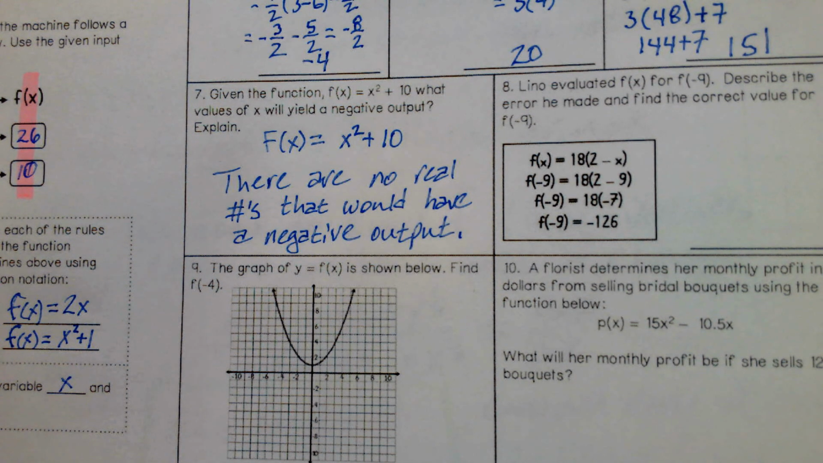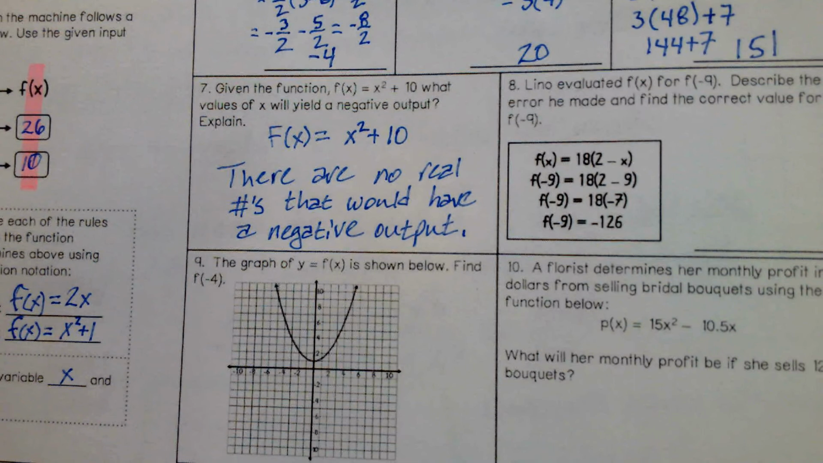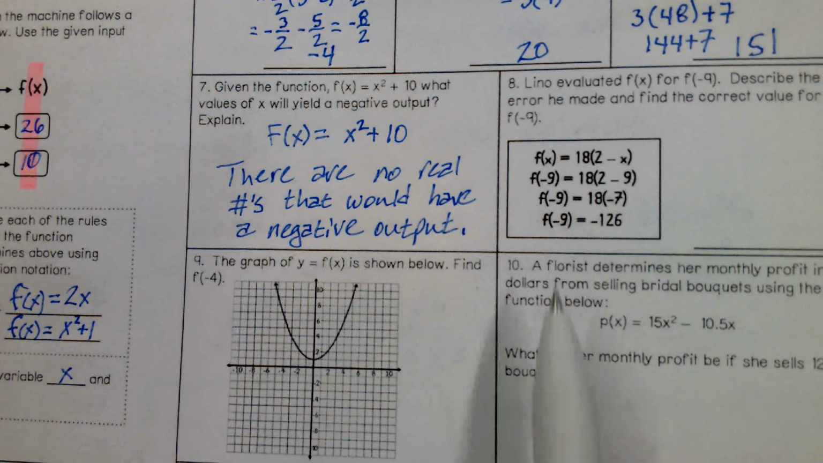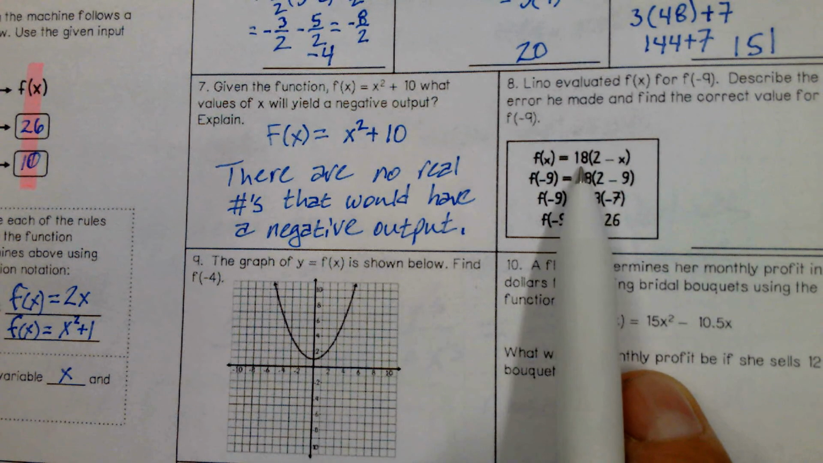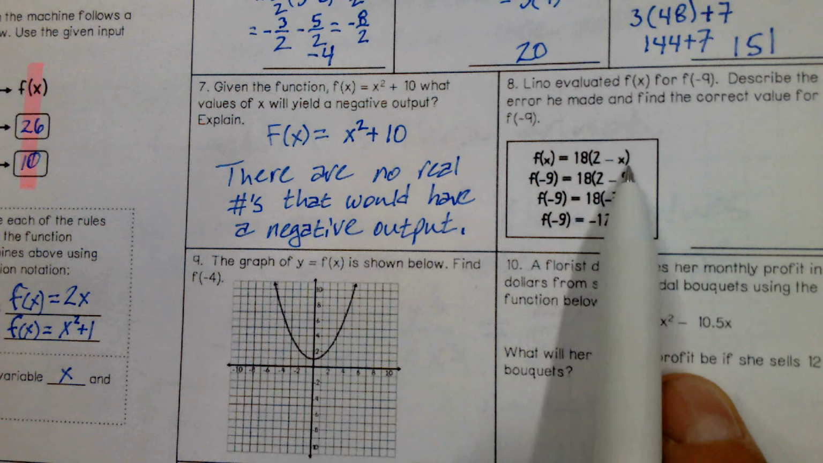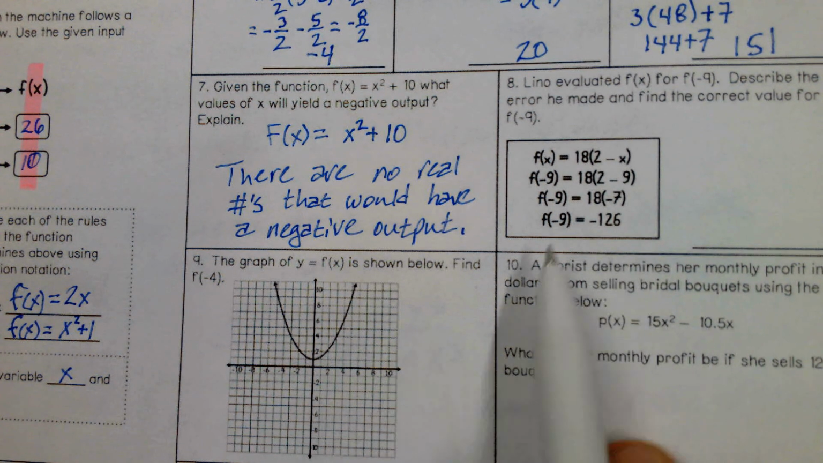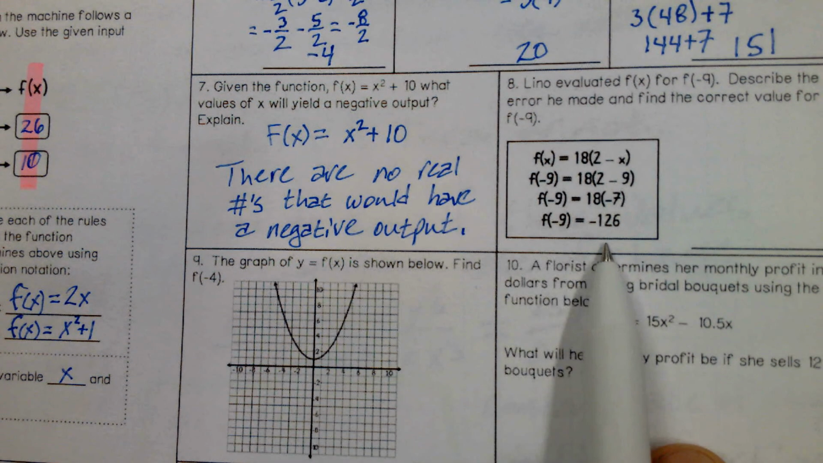All right, guys. So Lino here plugged in negative 9. Look at the mistake. See if you can catch the mistake. The original rule or function is 18 times 2 minus x. And he's plugging in negative 9. And he says negative 126. Jesse, tell us.